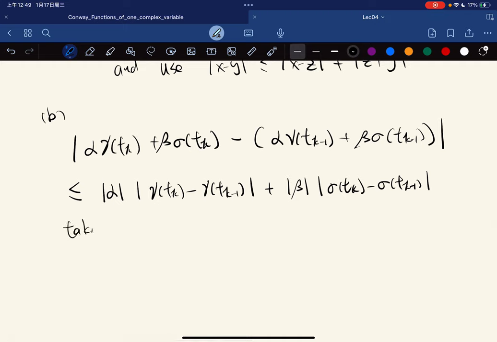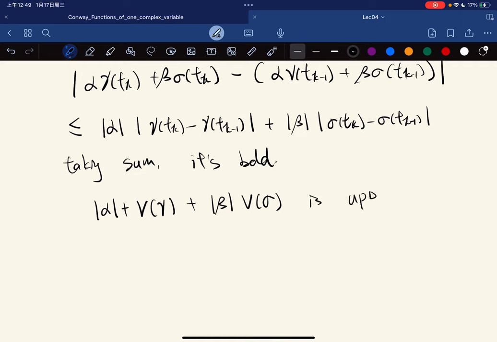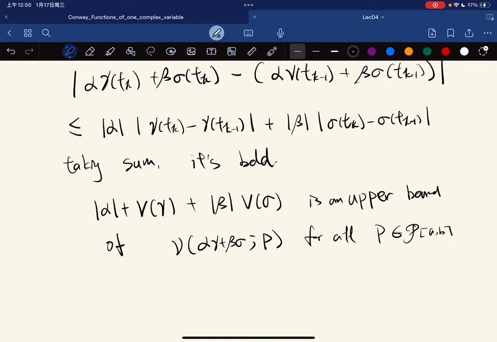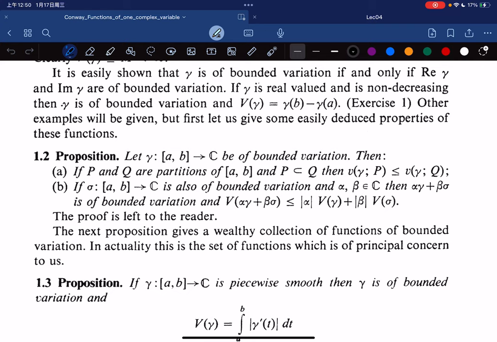sum, then we see that it's bounded. And we know that alpha times the total variation of gamma plus beta times the total variation of sigma is an upper bound of this sum for all partitions P. So this proves our claim, because this is an upper bound, and so it is greater than or equal to the supremum. Left to the reader, and I proved it.